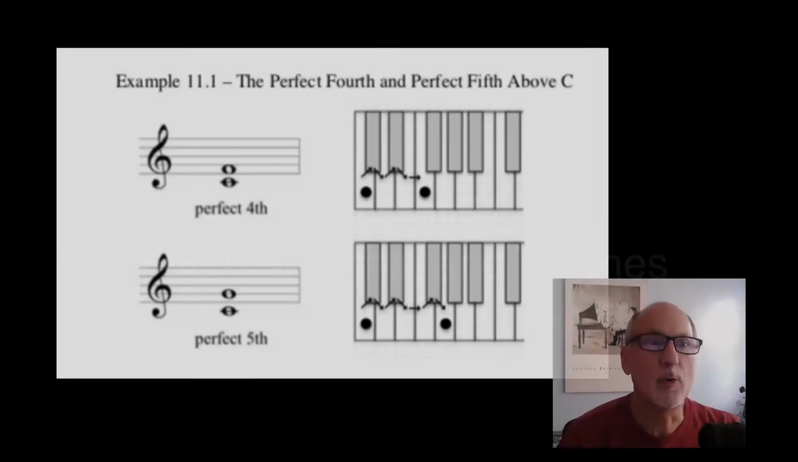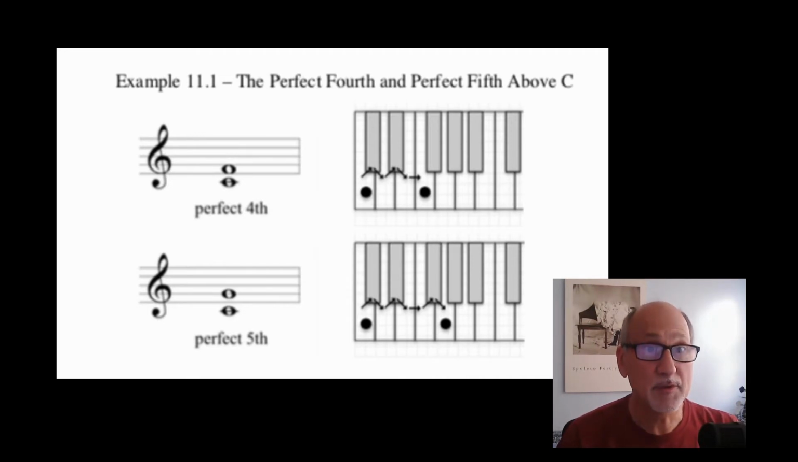Chapter 11, Fourths, Fifths, and Tritones. A perfect fourth is the distance from the first note of a major scale to the fourth note, and a perfect fifth is the distance from the first note of a major scale to the fifth note. You will recall that these intervals are called perfect because they are among the most consonant intervals. Although there was a time in history when the perfect fourth was considered a dissonance, believe it or not.